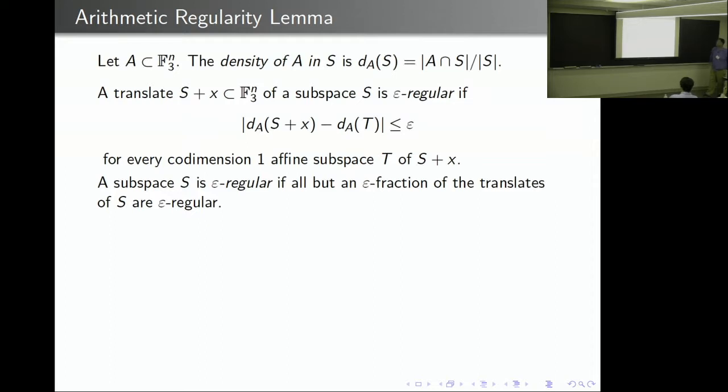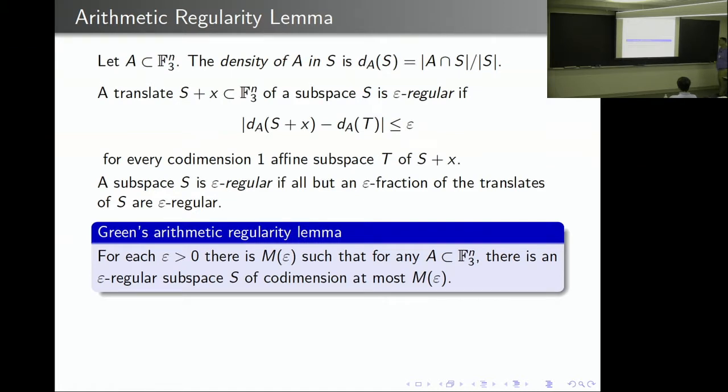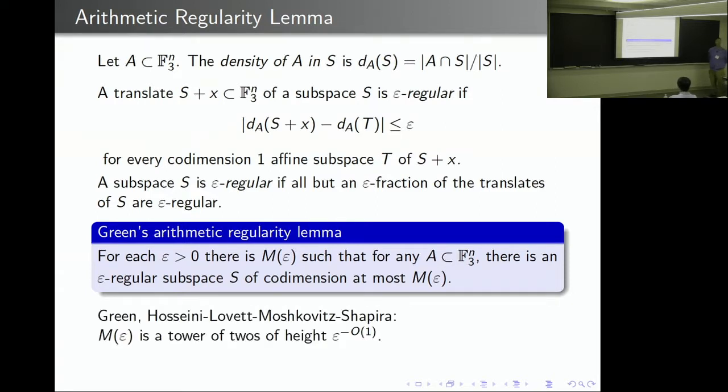And then a subspace S is epsilon regular if all but an epsilon fraction of the translates of S are epsilon regular. So then the arithmetic regularity lemma, Green's arithmetic regularity lemma in this instance of F_3^n, says that for each epsilon greater than 0, there's an M of epsilon such that for any subset of F_3^n, there's an epsilon regular subspace S of codimension at most M of epsilon. So bounded codimension. And just like before, the M of epsilon is a tower of 2s of height a power of 1 over epsilon. And there's a matching lower bound construction that shows you that it's a power of 1 over epsilon.